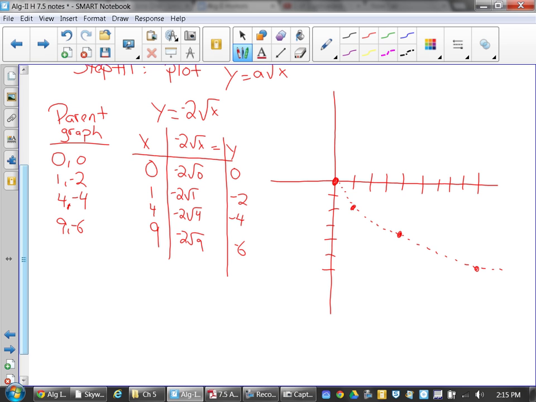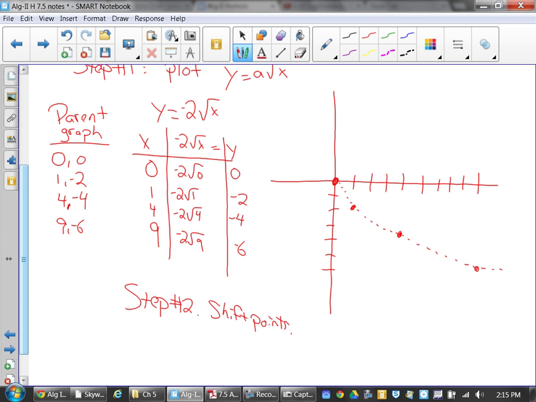The shift of this is step 2. And really all step 2 is shifting the points. By working with your parent function, root x in this case, we were able to come up with the 4 ordered pairs: 0, 0, 1, negative 2, 4, negative 4, and 9, negative 6.